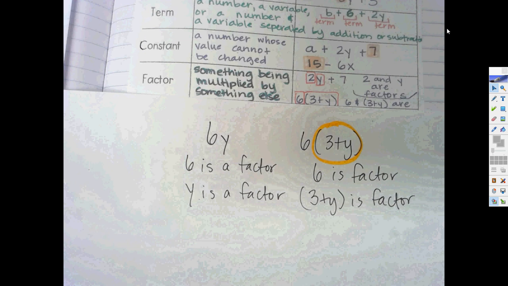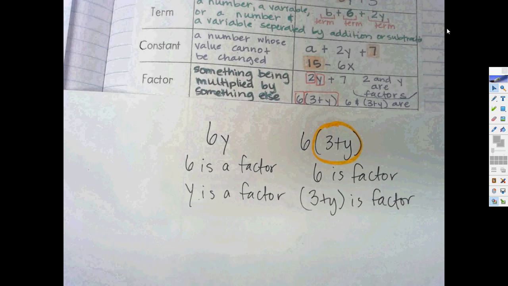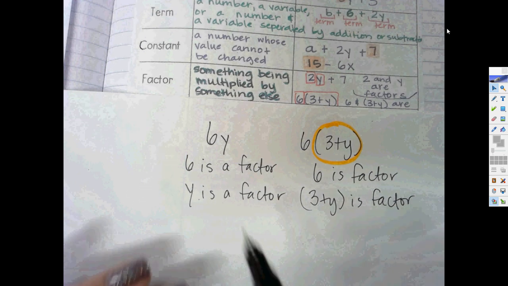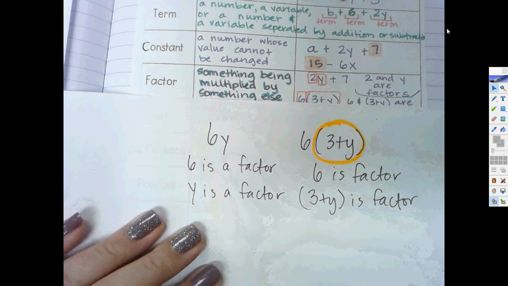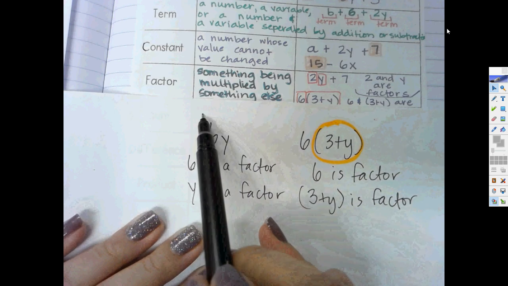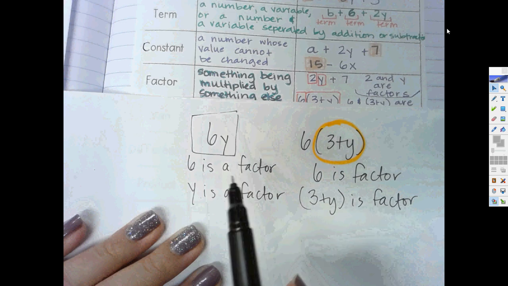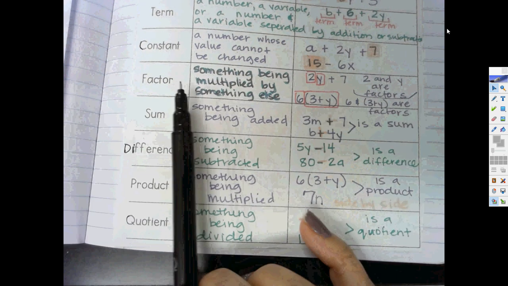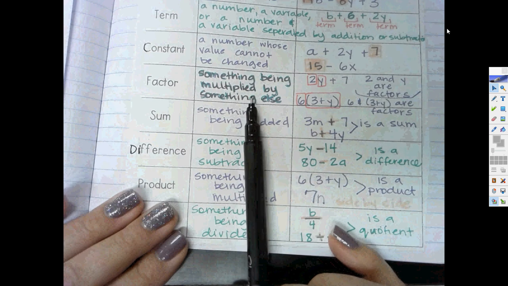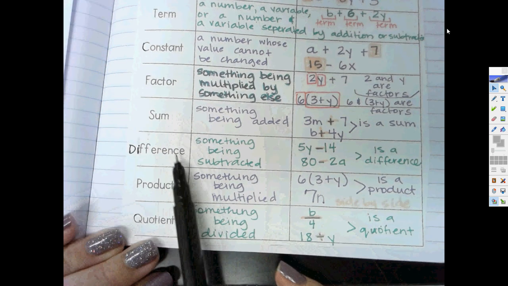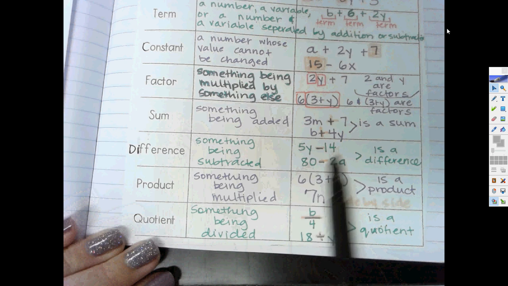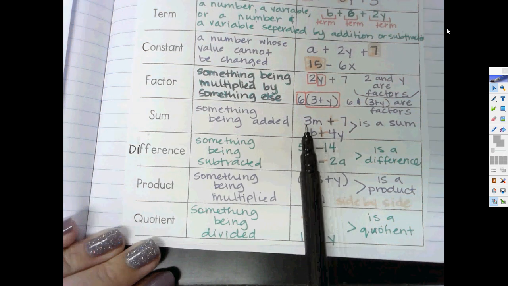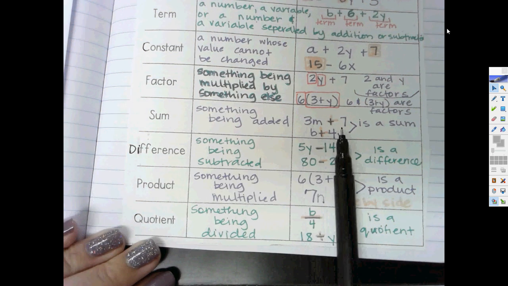Now, when two things are multiplied together, they equal a product. So 6y, the whole thing, is actually called a product, because whenever we solve this, the answer would be a product. So factors are what we multiply together. And then, of course, we know sum is the answer to an addition problem. So anything that's being added, like 3m plus 7, is considered a sum.